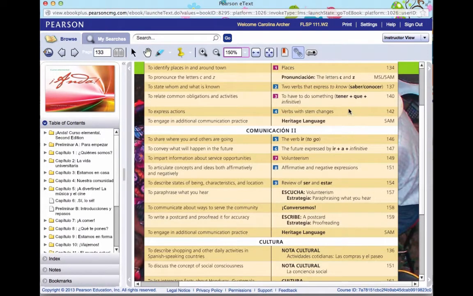The two verbs that express to know, saber and conocer. To know is like the verb to be in Spanish. We have two different ones, not just one. Saber and conocer, and they're not interchangeable. Okay, we have to know when to use one and when to use the other.